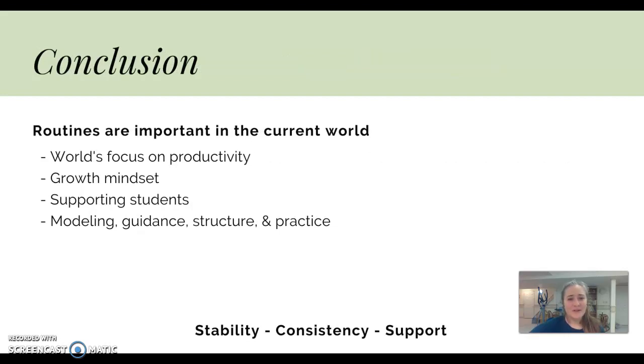Yeah, so my conclusion, as I said, I think that they're really good for the current world, because right now the world is so fast-paced, and there's such a focus on being productive. And the growth is great, and it's great to have students learn to be productive and learn to do their best. But we have to remember that they're young, they're still learning all of this, and they still need so much support. And so routines are just such a great way to support students with the modeling, the guidance, the structure, and the practice. And then I put 3 words down at the bottom of my presentation that I think just really sum up routines. They provide stability, consistency, and support.